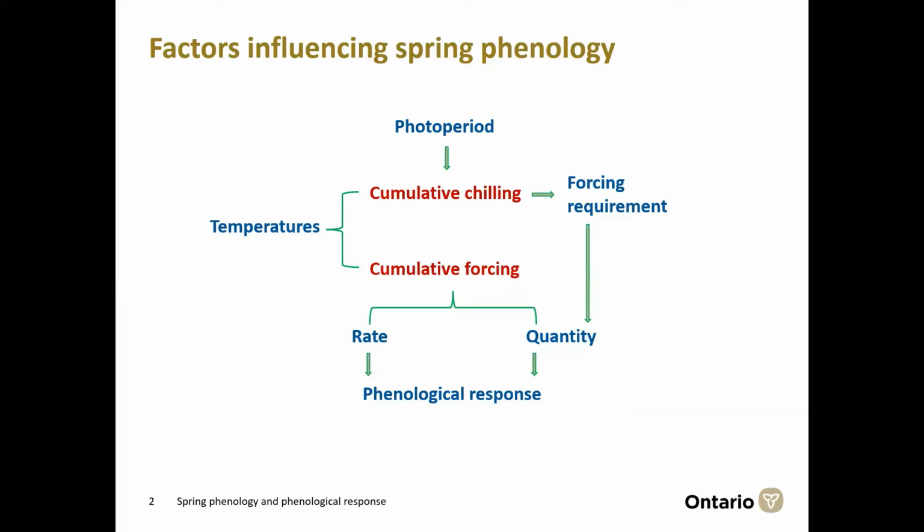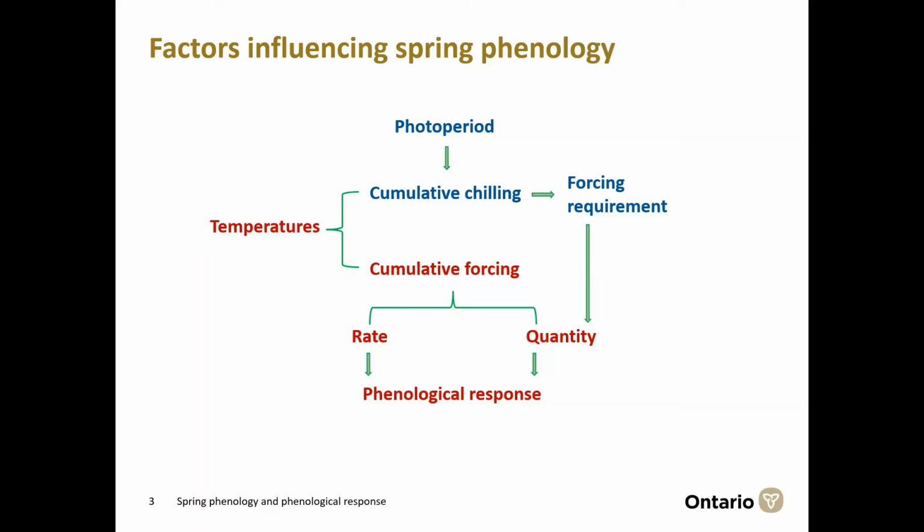So all plants in the Northern Hemisphere require a certain accumulation of winter low chilling temperatures to break dormancy and accumulation of spring higher temperatures to initiate new growth. This chilling and forcing requirement varies among species and populations. And higher temperatures from climate change increase cumulative spring forcing and advance spring phenology through both quantity and rate of chilling accumulation.